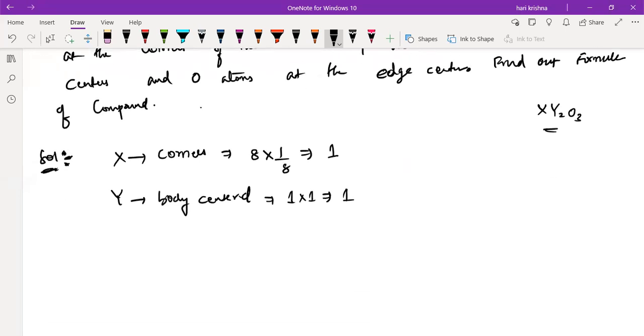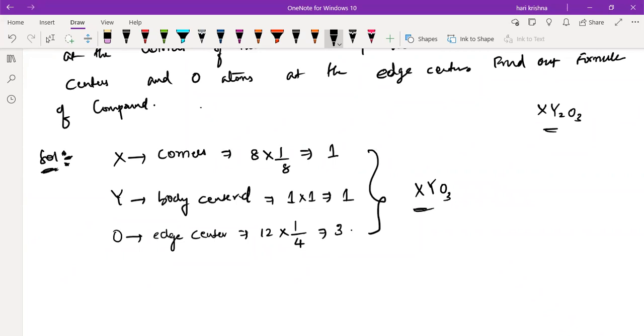Next O. O at the edge centers. How many edge centers are there? Total 12 edge centers are there, and each edge is shared with 4 other unit cells. So how much total from this? 3. So when you combine all the things, you get the formula XYO3. This is the answer.